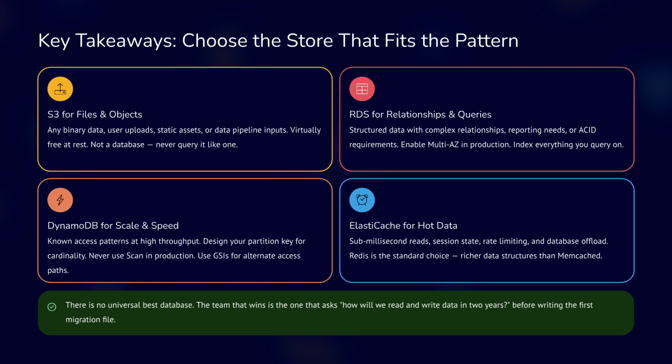In summary, use S3 for files, RDS for relationships and queries, DynamoDB for scale and speed with known access patterns, and ElastiCache for hot data and sub-millisecond reads. Remember, there is no single best database. The winning strategy is to choose the store that fits the pattern.